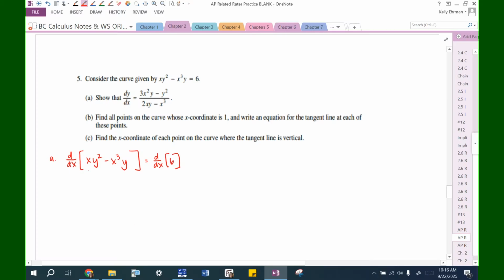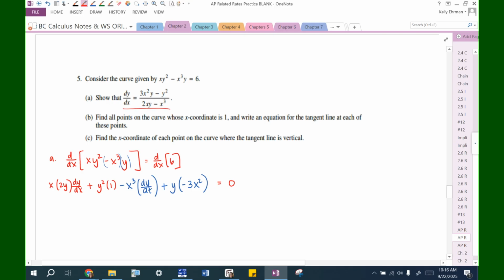So you need some product rule for both of these. I'm going to do first times derivative of the second, which needs a chain rule, plus second times derivative of the first. No chain rule there because you're differentiating with respect to x. And then for this one, I'm going to consider this first function negative x cubed, and the second one is y. So next one is first times derivative of the second, dy dx, plus second times derivative of the first, negative 3x squared. On the other side here, the derivative of 6, or any constant, is 0. We are supposed to be showing this.